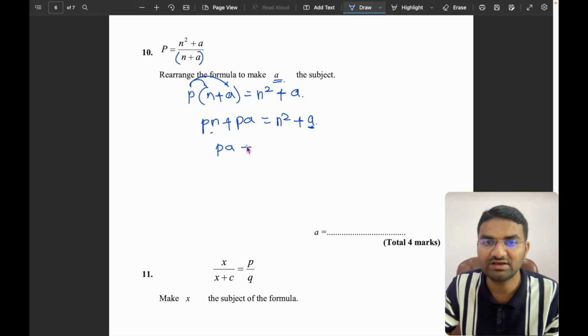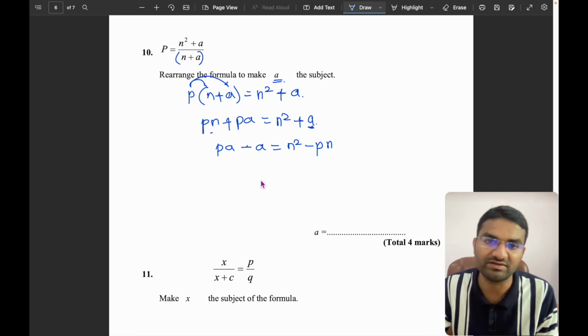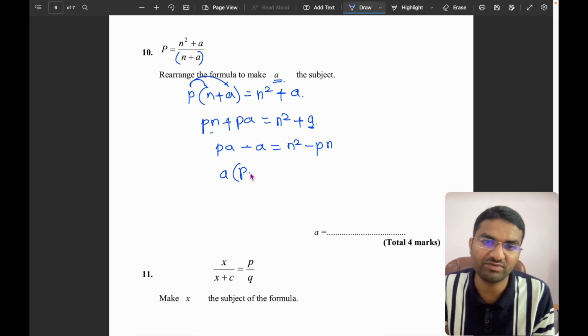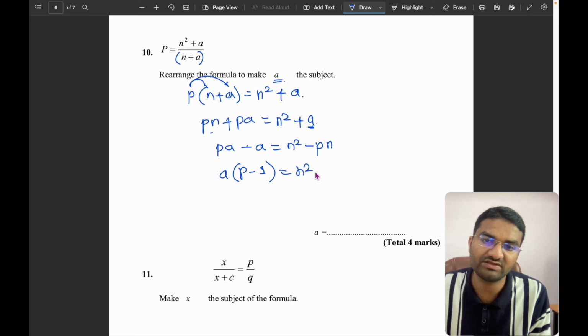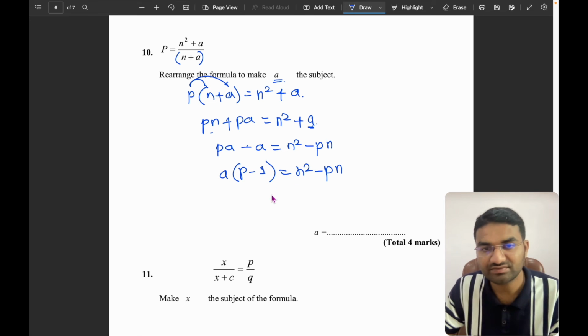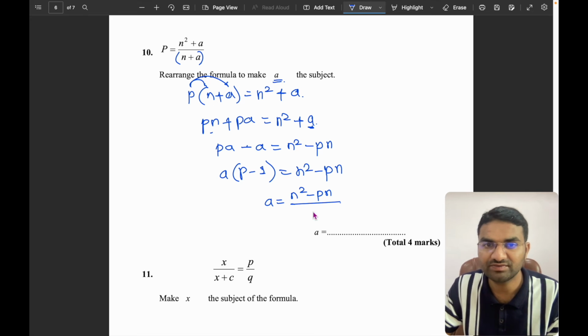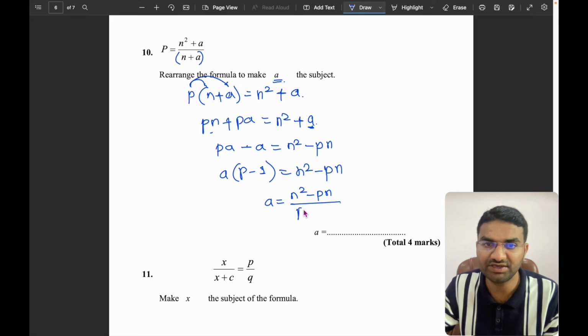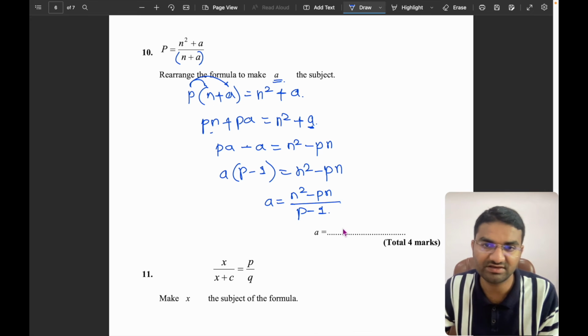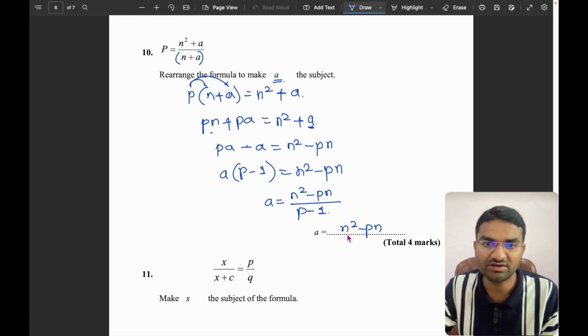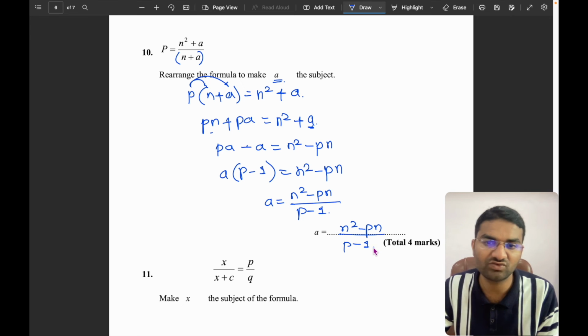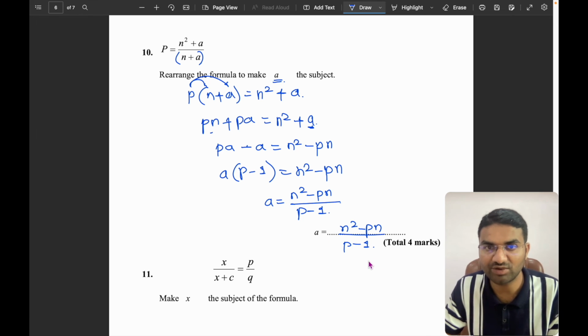So PA minus A is equal to N square minus PN. Take A common, A times P minus 1 is equal to N square minus PN. So A is equal to N square minus PN divided by P minus 1. That's it. N square minus PN over P minus 1. So this is also a 4-mark question.